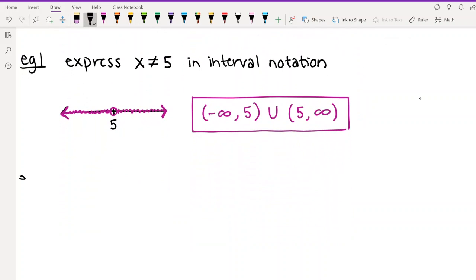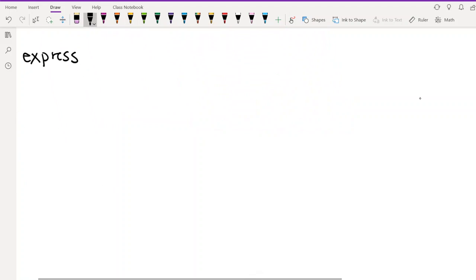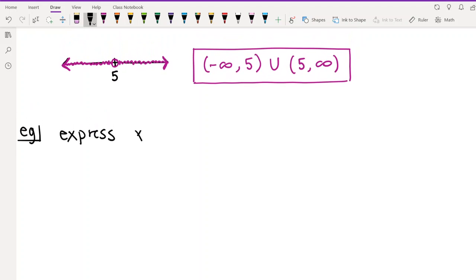And again, I really encourage you to try this yourself because I think hopefully at this point you have gotten a sense of how this works. So what I want you to express is x is not equal to -2 or 7 in interval notation.